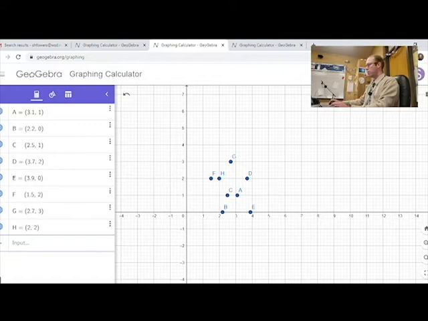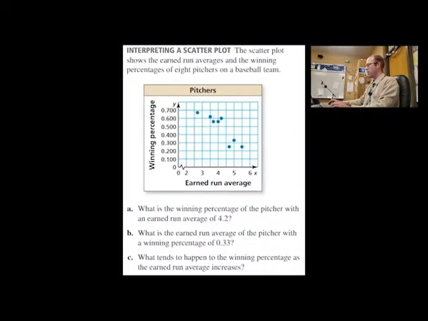All right, let's take a look at a couple of examples from some data. First, we're going to take a look at this scatter plot right here. And our task is to determine what is the winning percentage of the pitcher who has an earned run average of 4.2. Now we can see that this data is going down and to the right, so it has a negative correlation. As our earned run average goes up, the winning percentage goes down. That makes sense because as the opposing team earns more runs, then your chances of winning go down because they've scored more.